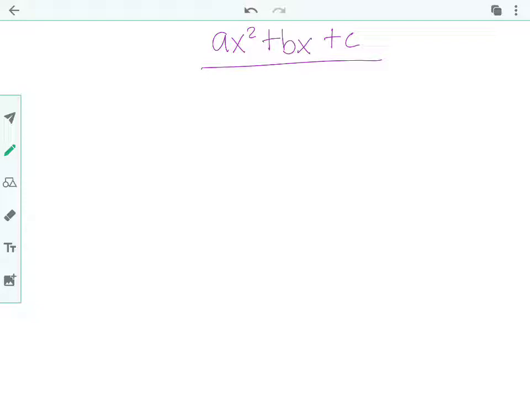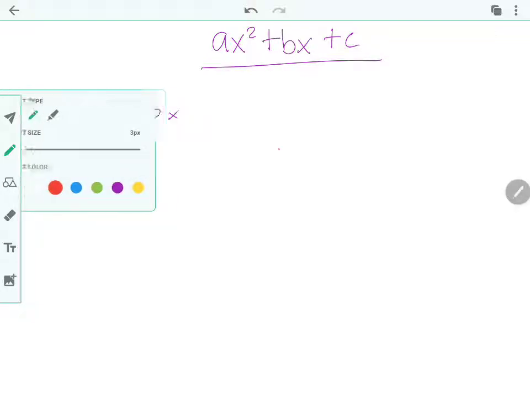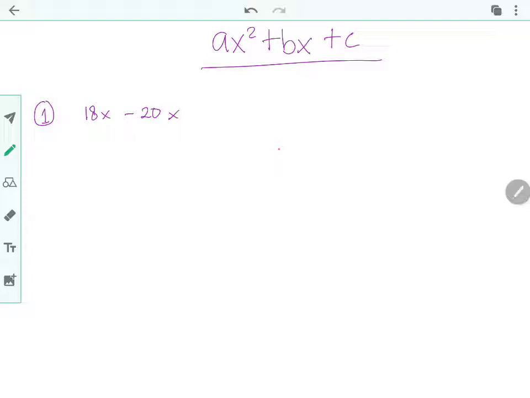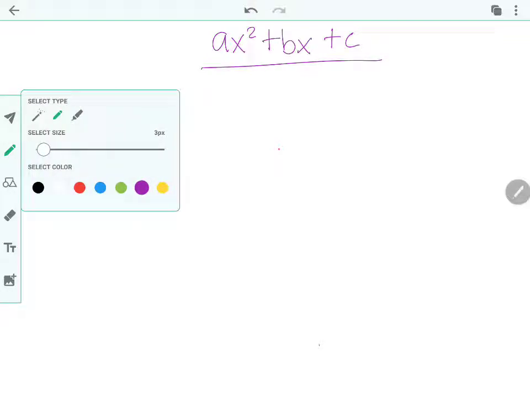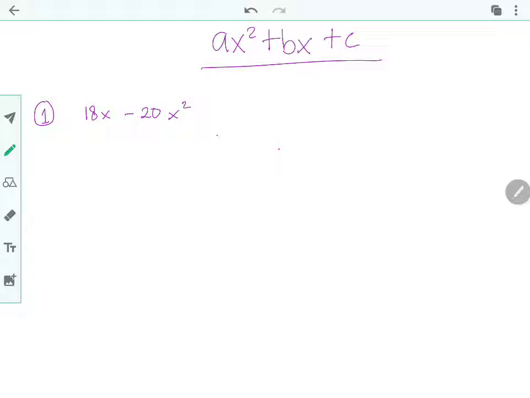Okay, first you need to be able to factorize two-term forms. For example, let's say I have 18x minus 20x. Oh sorry, I forgot to put the square here. So it's 18x minus 20x squared. Now you need to be able to factorize this.